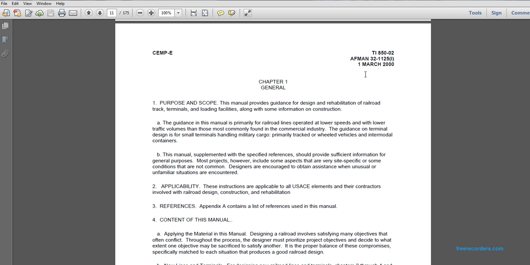2. Applicability. The instructions are applicable to USA elements and their contractors involved with railroad design, construction, and rehabilitation. 3. References. Appendix A contains a list of references used in this manual. 4. Content of this manual.